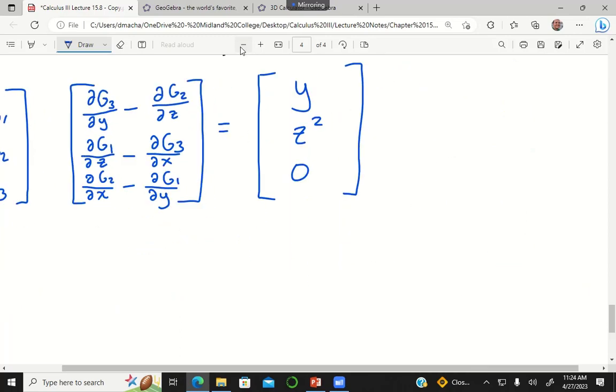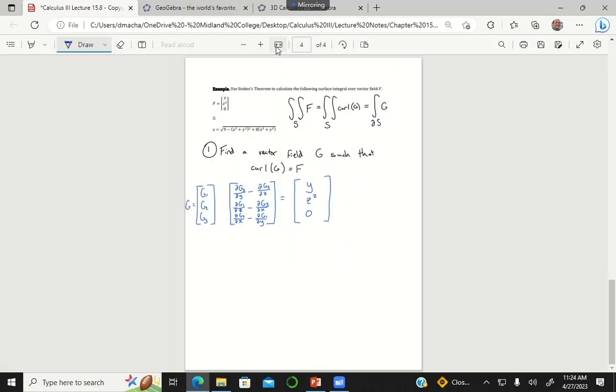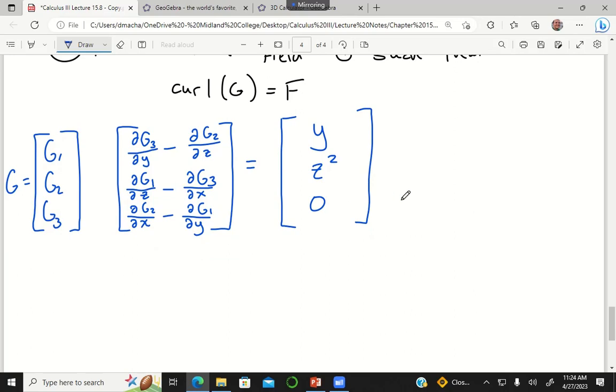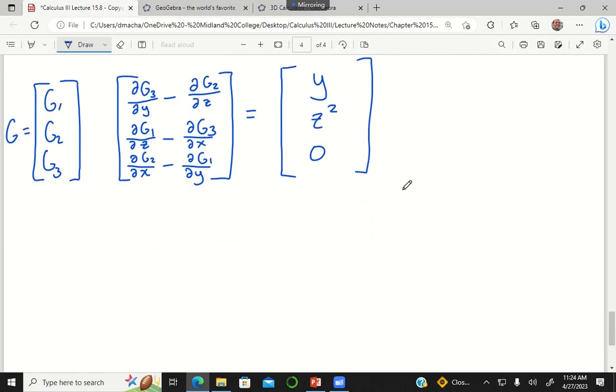But anyways, it's easier than it looks, but you still might. If it's a high stakes exam, you still might actually check your work by taking the curl. Do that on like the front page of your exam, and then you can use it later. But anyways, this is what we want to happen.